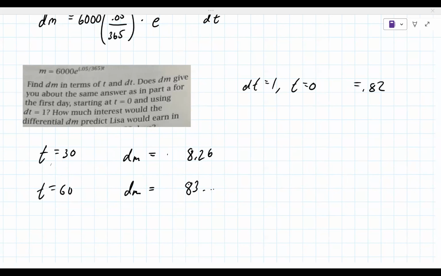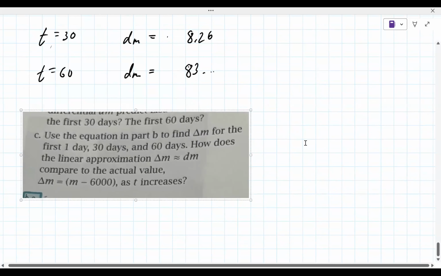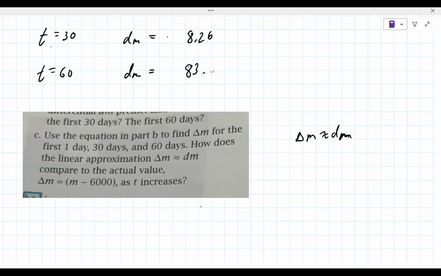Okay. Then part C here, it says use the equation in part B to find delta M for the first 30 days. How does it compare as it increases? Basically, there you're trying to decide if delta M really approximates dM. And I don't know, probably it does. Yeah, I assume it does. I'm just going to go with it. Okay. All right, we're going to stop there for today.